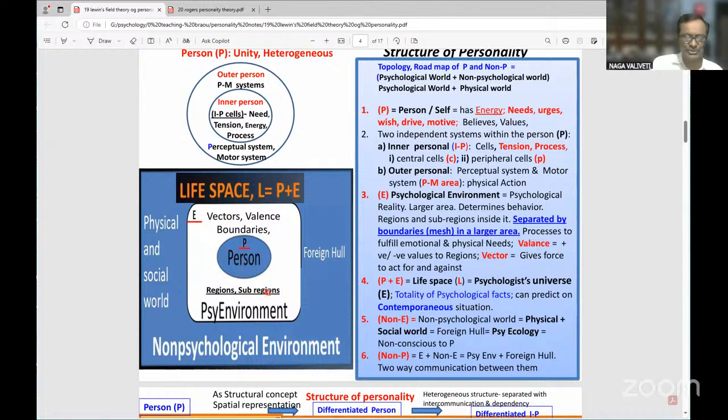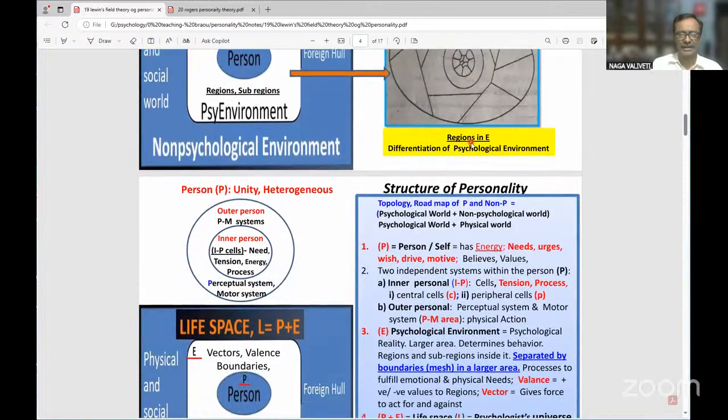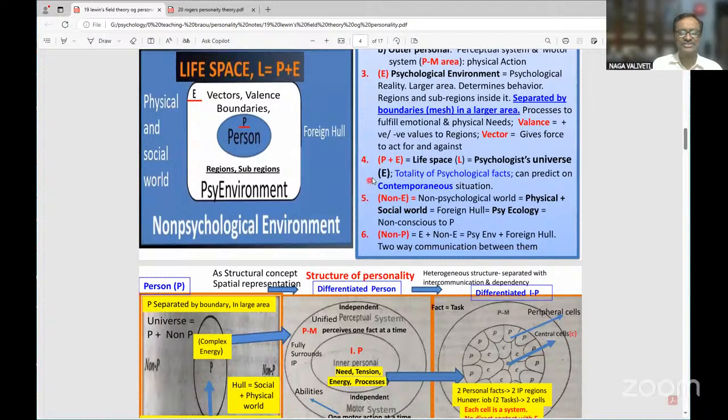Sometimes you use the word mesh also. Levin sometimes calls them P and C also as regions. Let us confine ourselves to the cell only in order to have proper understanding. P plus E is the life space, and this is nothing but the total psychological facts. This is the situation we have to understand in the current moment in order to forecast or predict the person or personality. This is non-E.